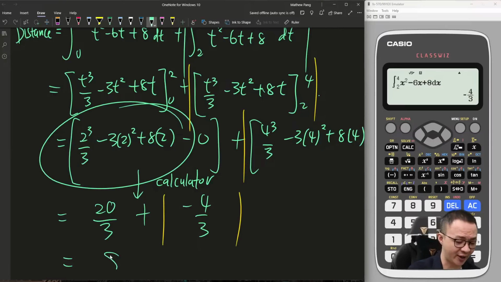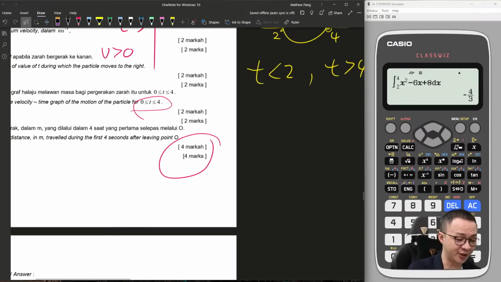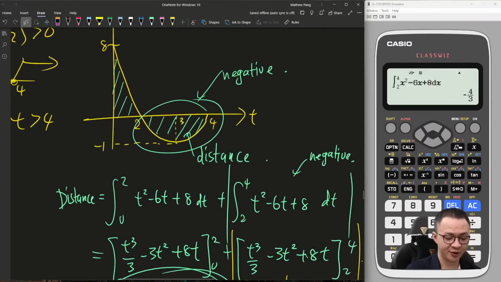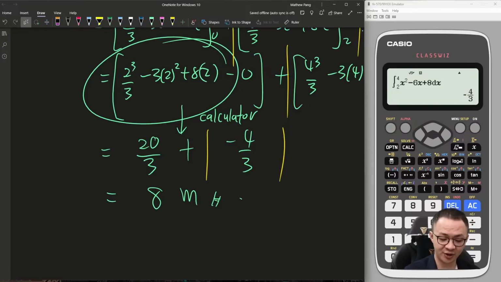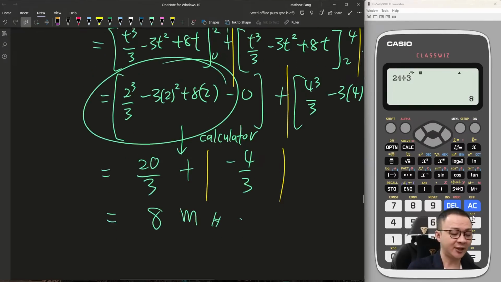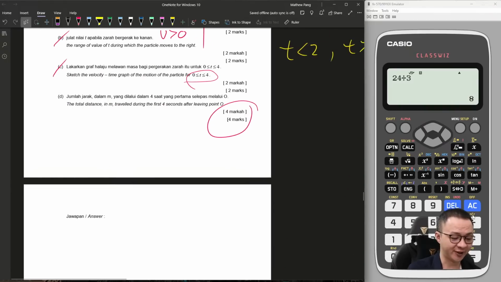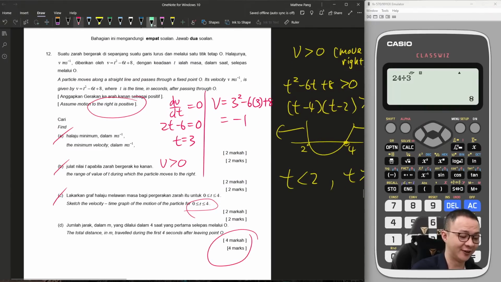24 over 3 is 8, right? So they travel 8 meters. Are they using meters in this case? Yeah, in meters. So they literally travel, this is 24 divided by 3, it's 8 meters. Okay, this is how we get another 4 marks. For the 10 mark question, done.